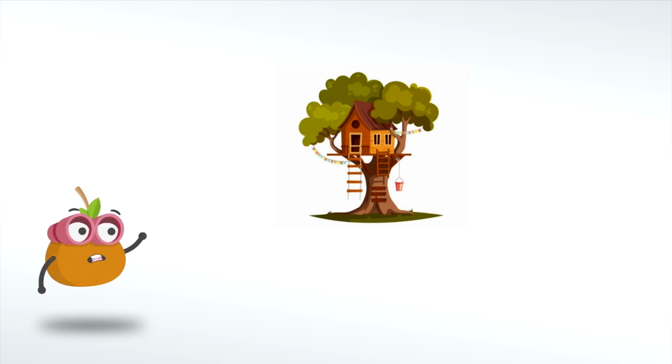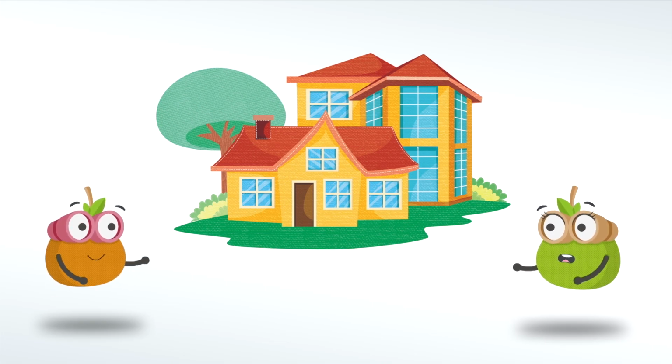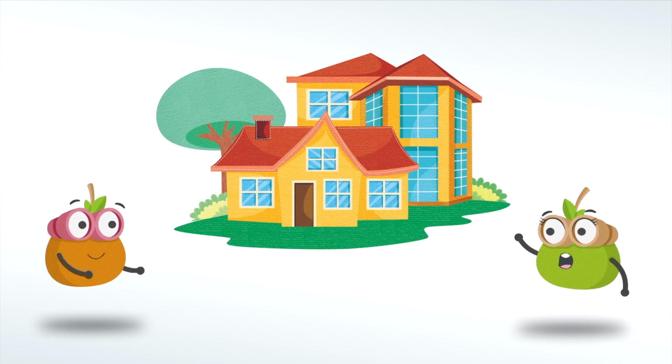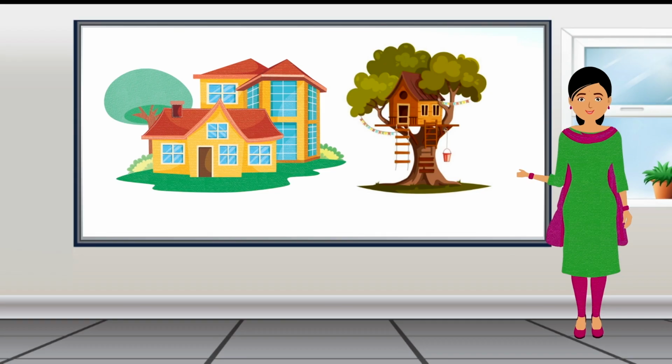The first picture looks like a tree house. I think it's made of wood, maybe with some leaves or straw. The second one looks like a bungalow. It's probably made of bricks and cement. Excellent. You have identified them correctly. Now, which one would you prefer to live in and why?